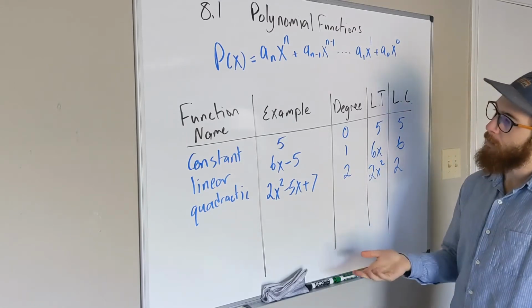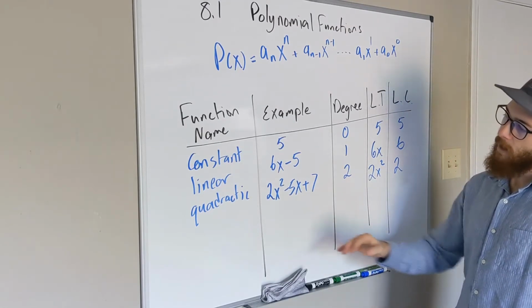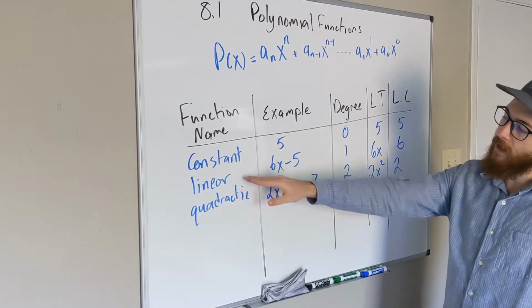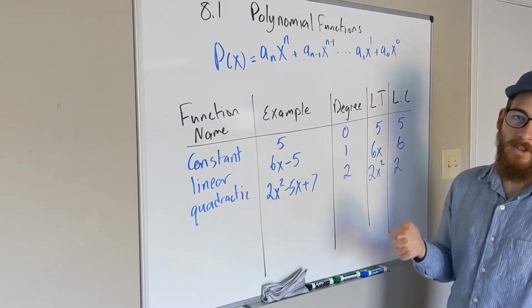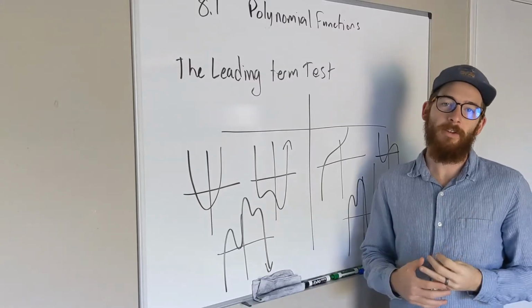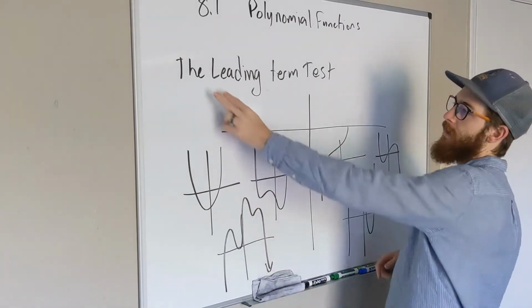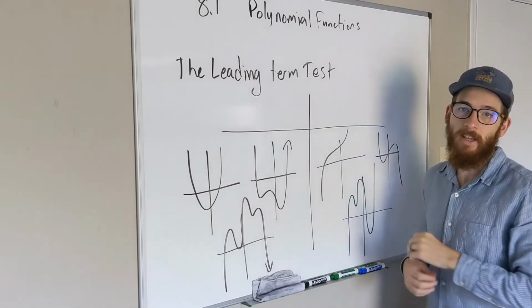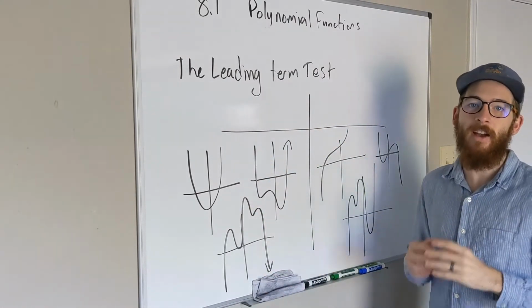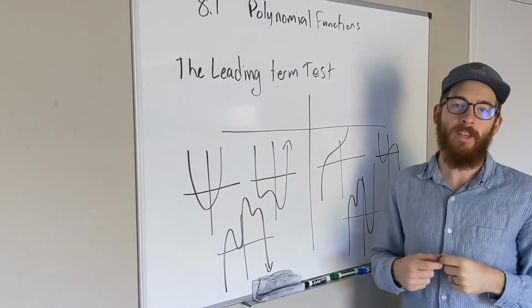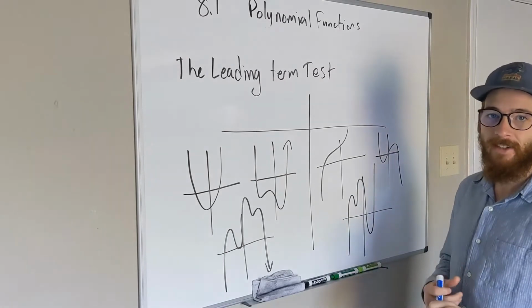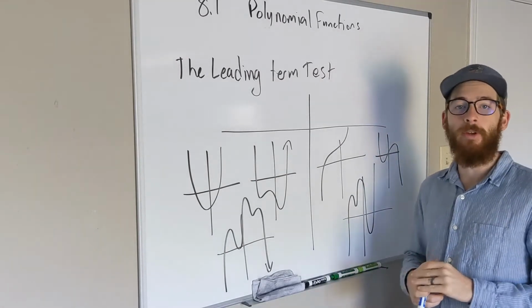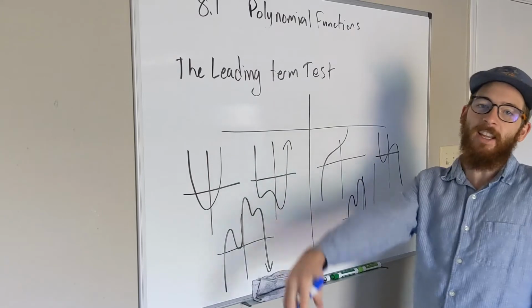Now I'm going to talk a little bit about what these functions, whether linear, quadratic, or cubic, generally look like. One of the interesting characteristics of polynomials is the leading term, and this leading term affects how the graph is shaped. So we're going to look at something called the leading term test, where basically we're asking, what is the leading term?